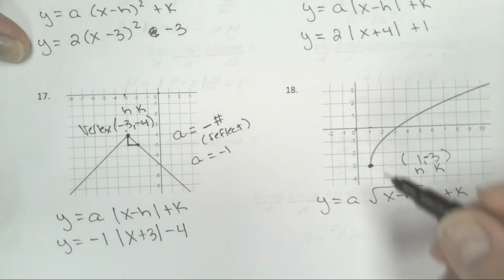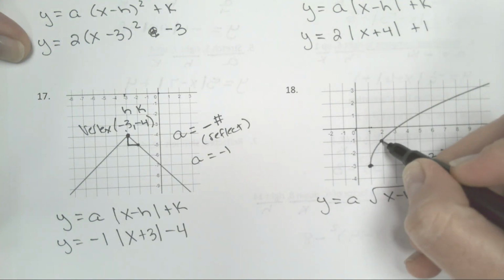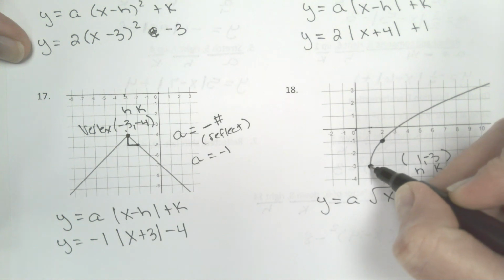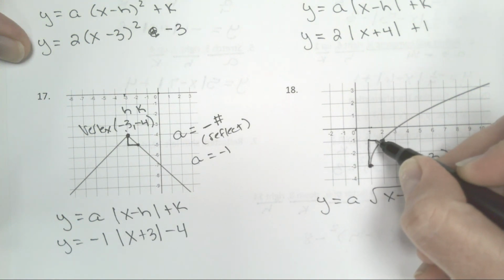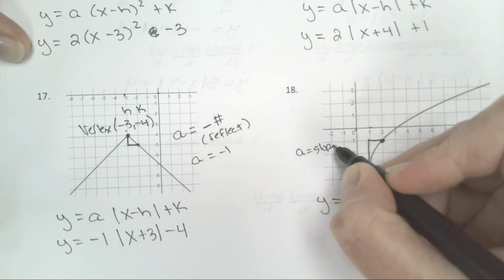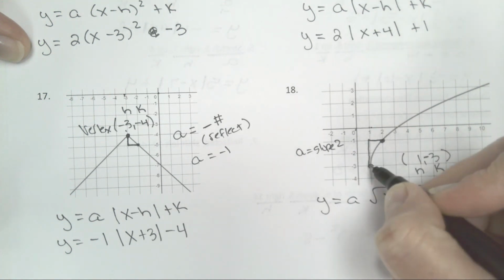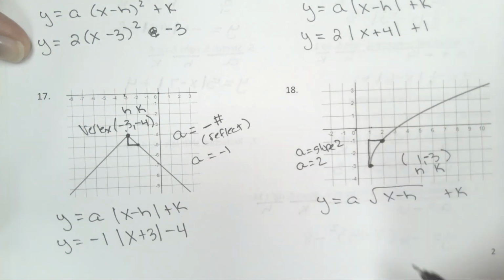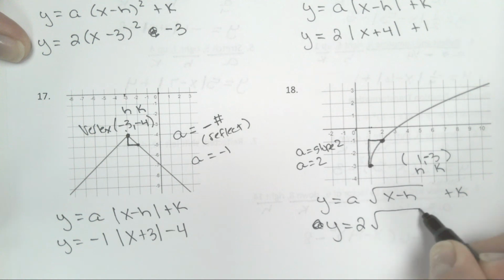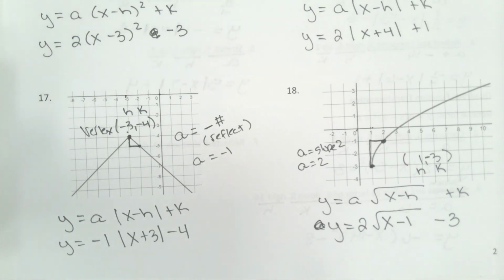Now I have to look and see, did it stretch? So it did. So you look at what is the next point in the background that it's going to. So this went up 2 and then right 1. So that's kind of like slope. So this kind of has a slope of 2. So it stretches, so A equals 2. So when I just plug all the values in, I have a 2, radical x minus 1, minus 3. So that's how you go from a graph to writing an equation.